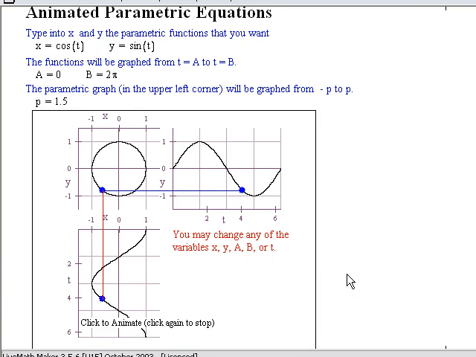All right, here's another example of using the individual graphs, x versus t and y versus t, to figure out what the graph of the parametric equations is. I have an example here that I think we've seen before: x equals cos t, y equals sin t.